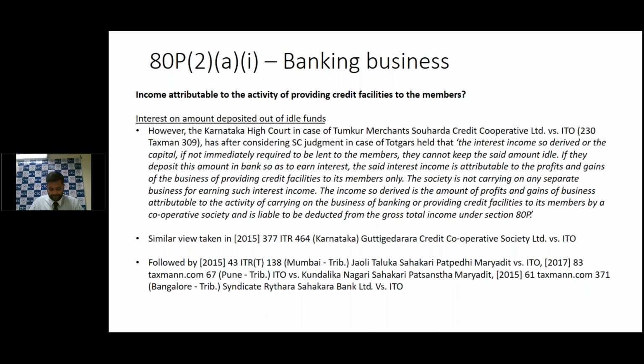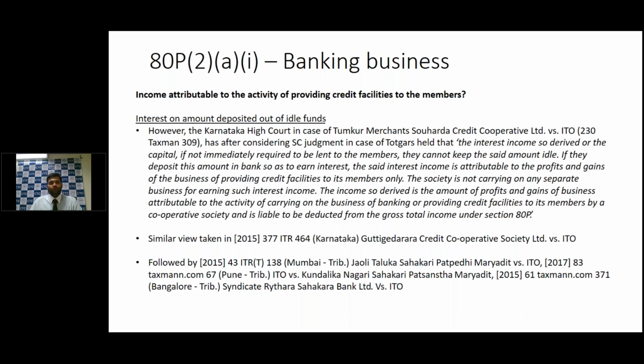Now, how have they distinguished Totagar? In the case of Totagar, the society was engaged in two activities. One was giving credit facility to its members, and the other was marketing of agricultural produce of its members. The deposits of surplus fund made in the bank were in respect of liability which was payable to the members of the society in respect of marketing of their agricultural produce. So the Karnataka High Court is holding that the surplus fund in the Supreme Court case was nothing but a liability payable to the members of the society in respect of marketing of agricultural produce, whereas in the case before the Karnataka High Court, it is in respect of idle fund out of their business income, out of their business of providing credit facility to the members. In such a manner, they have distinguished the judgment of Totagar with utmost respect.